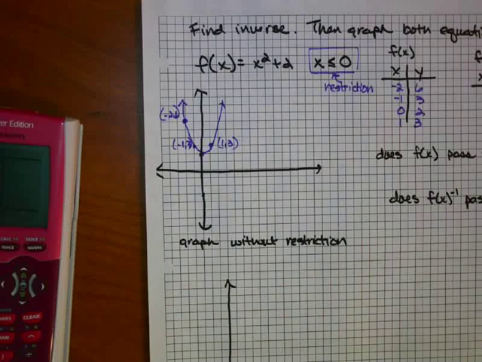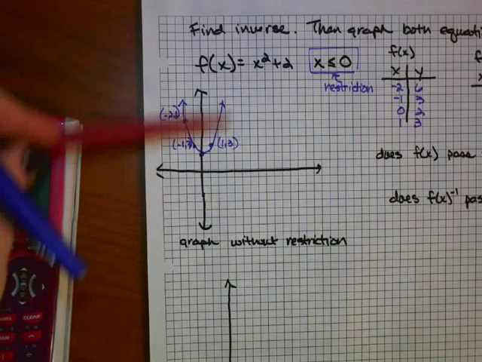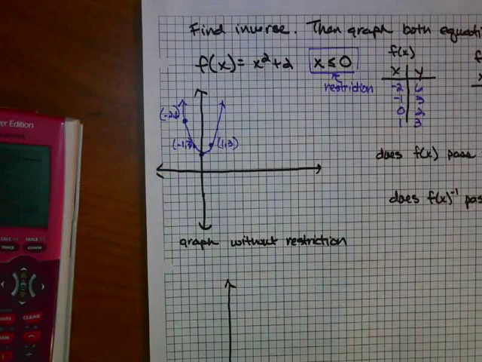Something to do with... vertical line test. Do you remember that? Well, this is a function. We can tell that because it passes the vertical line test. For every input, there's exactly one output. That's what it means, okay?